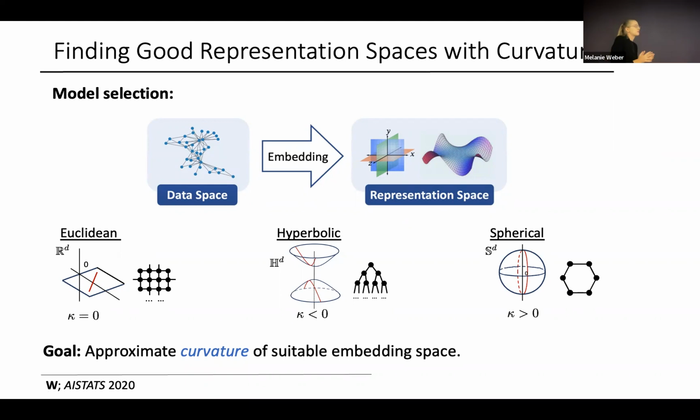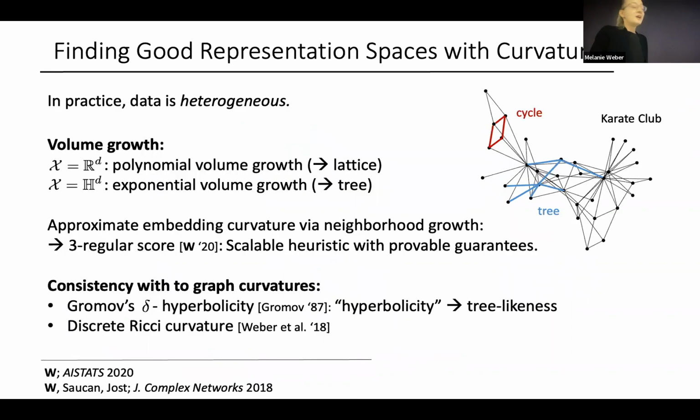Now, if we look into the graph theory literature, there's already some work on what types of graphs might be represented well in each of these three so-called model spaces. So we know that the lattice embeds very well into Euclidean space, trees embed very well into hyperbolic spaces, and cycles, called n-rings, embed very well into spherical space. So now, unfortunately, in practice, our networks look more like this simple example here of the karate club. So this is not just going to be a tree or a cycle, but we will have substructures that are cycles and substructures that are trees. So in other words, our real-world data is usually very heterogeneous, so we can't directly apply these classical techniques.